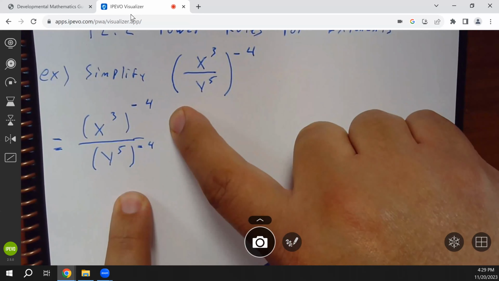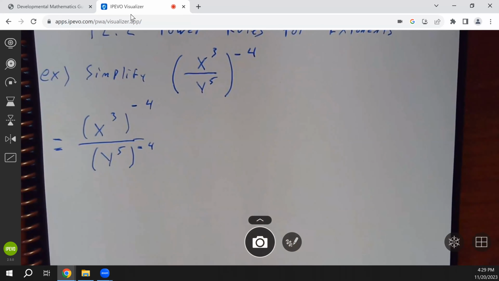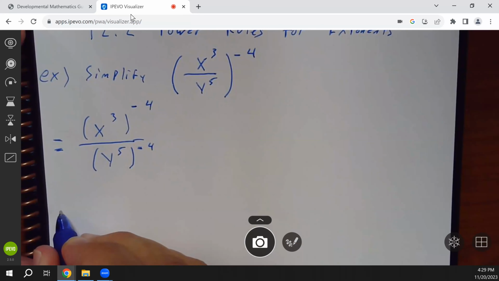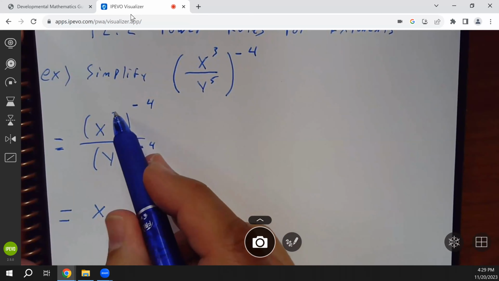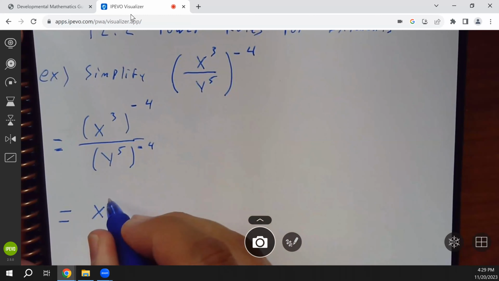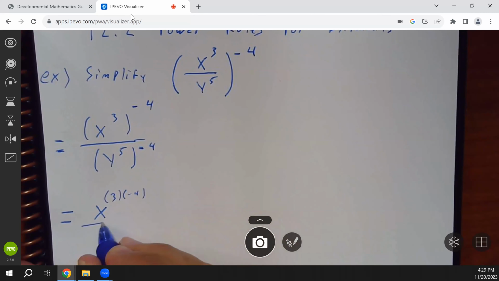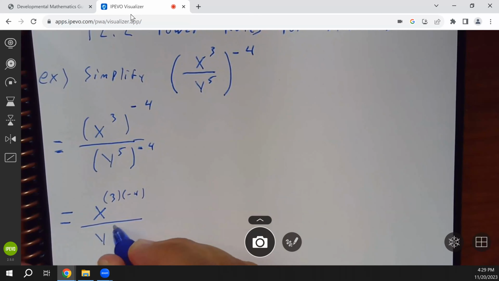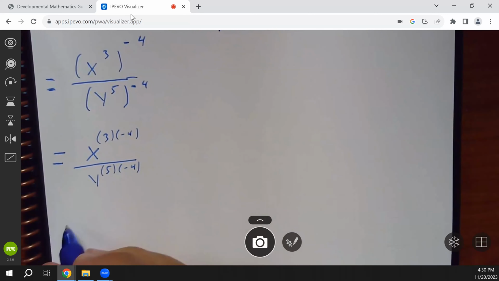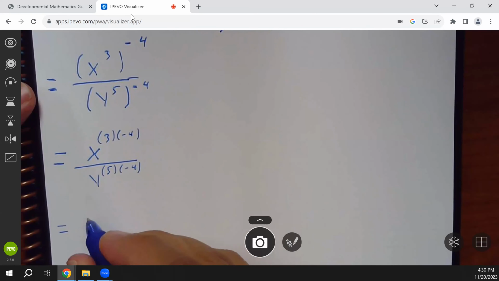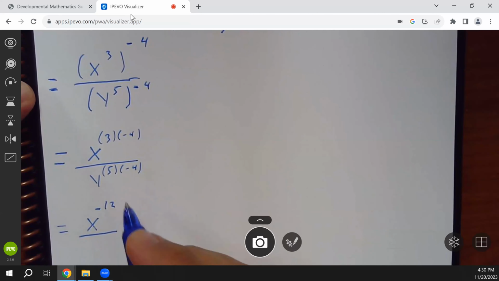Each one got it. Now, the very first rule says if you have a power raised to another power, what do you do? We have to multiply the 3 times -4. Same thing for the y, 5 times -4. So that would be x to the -12 over y to the 5 times -4.